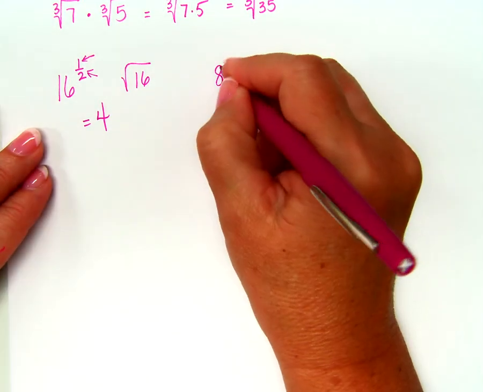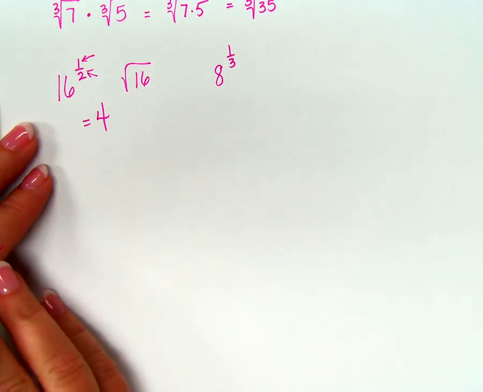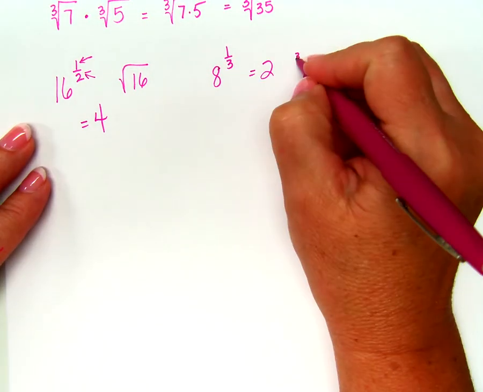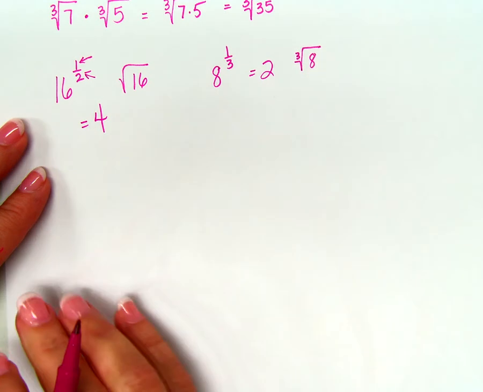What is 8 to the 1/3 power? It's 2. Because remember it's asking you to take the third root of 8.